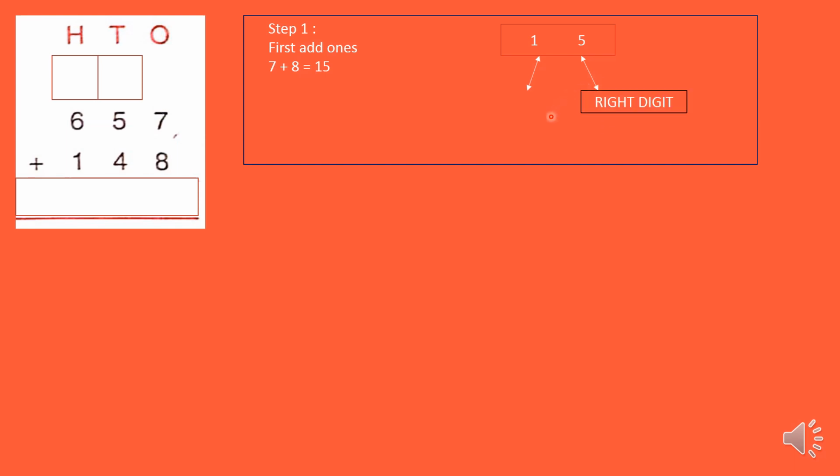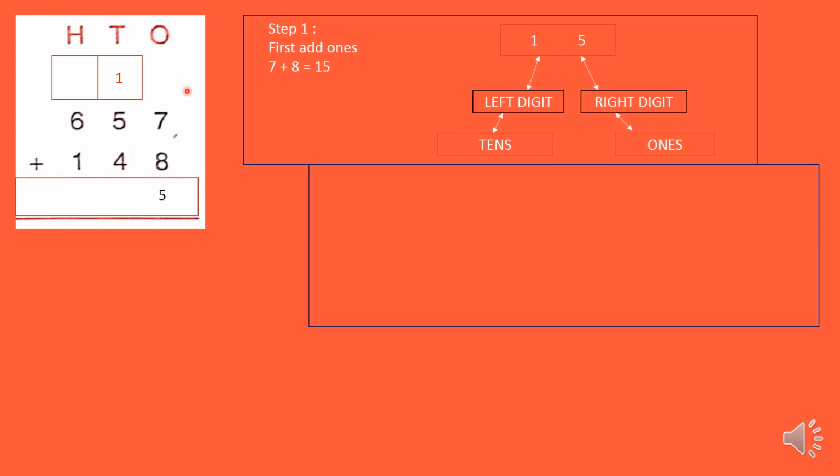Always the right side digit will be under the ones column. So we are writing 5 under the ones column. Next, always the left side digit will go up for carry over, or we write it under the tens column. Like this, we are writing 5 under the ones column, 1 under the tens column. Next, what is the second step?